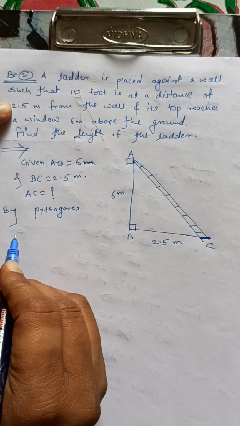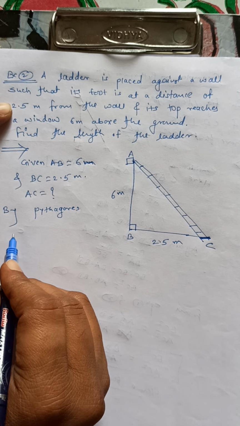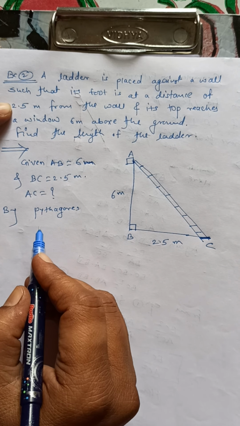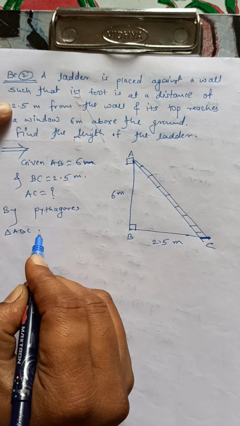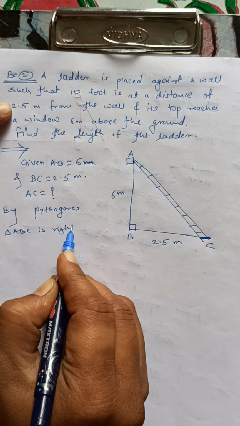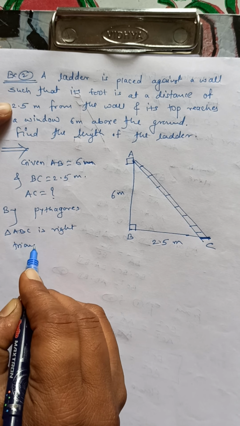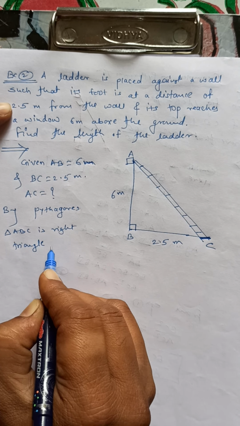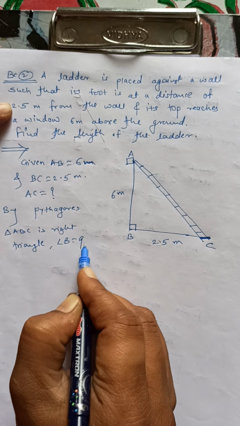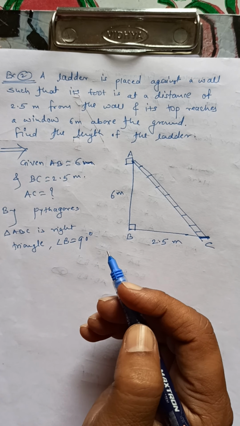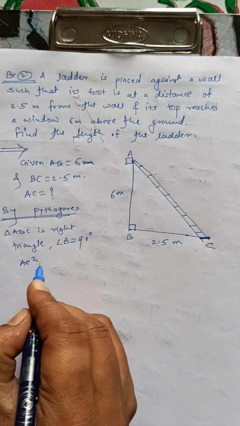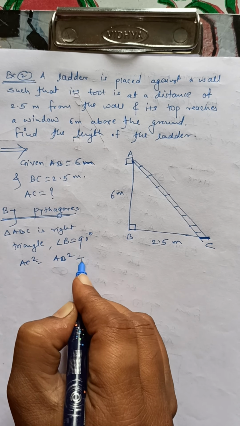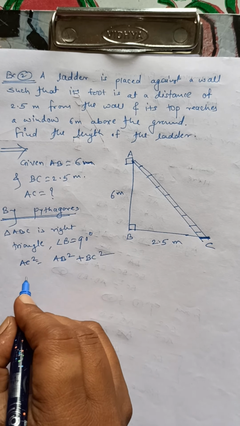What is the Pythagoras theorem? In a right triangle, triangle ABC, we have to write: triangle ABC is a right triangle in which angle B is equal to 90 degrees. So by Pythagoras, what will we write? By Pythagoras, AC square is equal to AB square plus BC square.